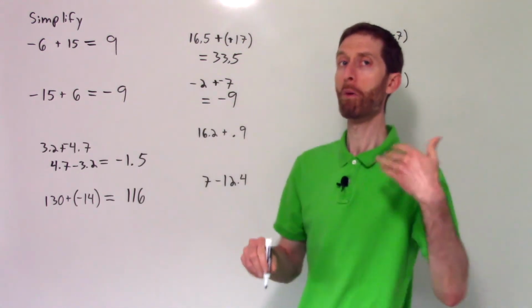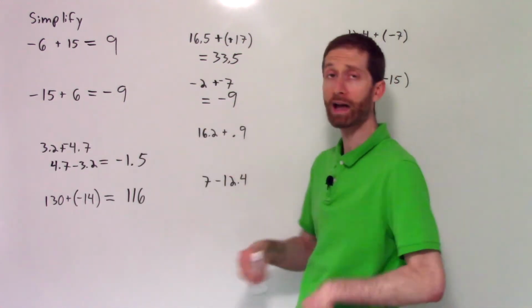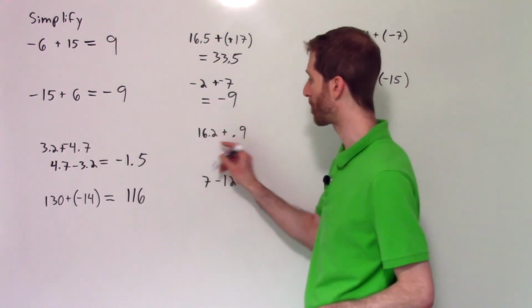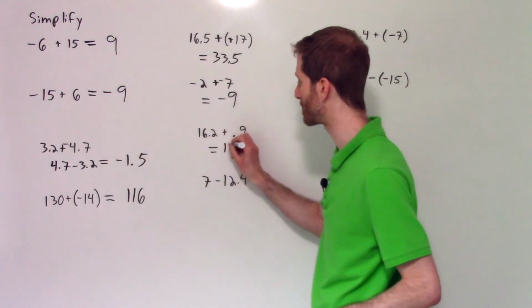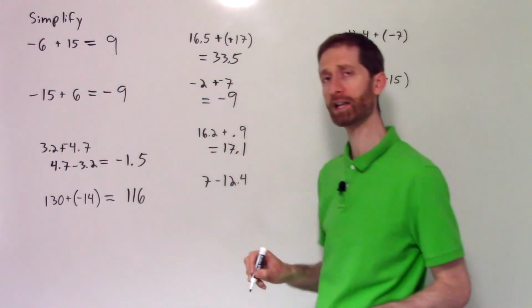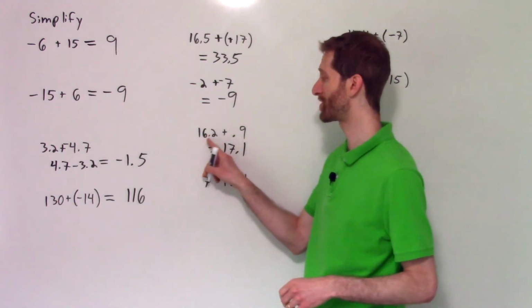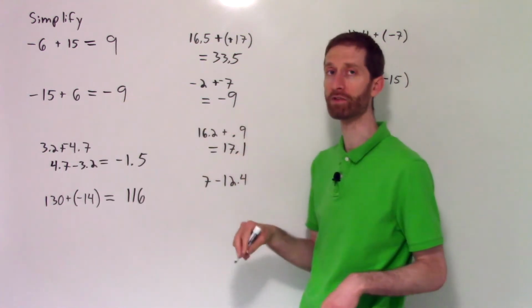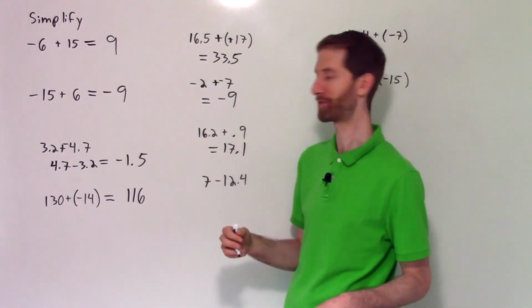16.2 plus 0.9. Same signs, both positive, add like normal. We have 0.9 plus 16.2 is going to be equal to 17.1. Neat little decimal trick is you can think of this as 162 tenths plus 9 tenths is 171 tenths, if you like the mental math stuff.